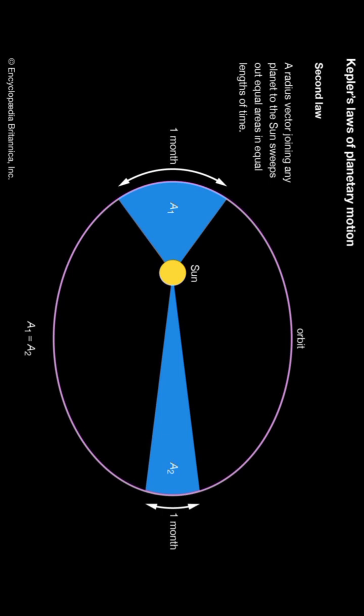The point of nearest approach of the planet to the Sun is termed perihelion. The point of greatest separation is aphelion. Hence, by Kepler's second law, a planet is moving fastest when it is at perihelion and slowest at aphelion.